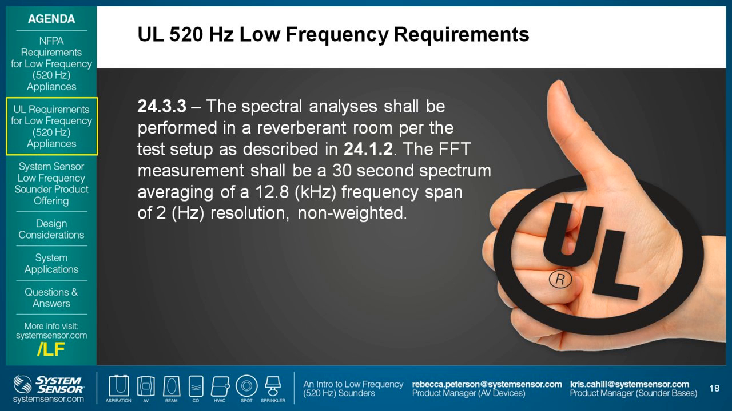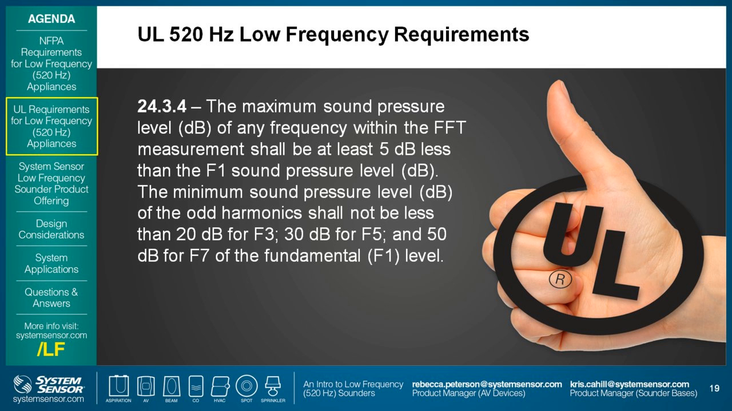Now, what they're doing is taking a 30-second sampling using a spectrum analysis, and they're looking at a range of this frequency. And when they're looking at these frequency bands, what they're looking at is the audibility. So they want to make sure that the first frequency has its highest dB output peak. Then they're going to look at that third harmonic, and they want to make sure that it's at least 5 dB less than the highest peak of that first harmonic, but no less than 20 dB from that highest peak.